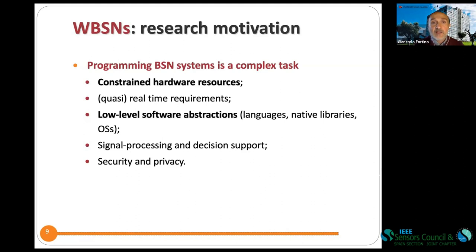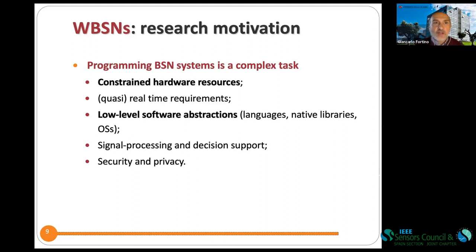So using constrained hardware resources, if you think about TelosB, it has very constrained resources in terms of CPU, in terms of memory, in terms of bandwidth, in terms of energy. Then you have to fulfill quasi real-time requirements, and in order to do so, you need robust, effective abstraction in order to deal with quasi real-time requirements.